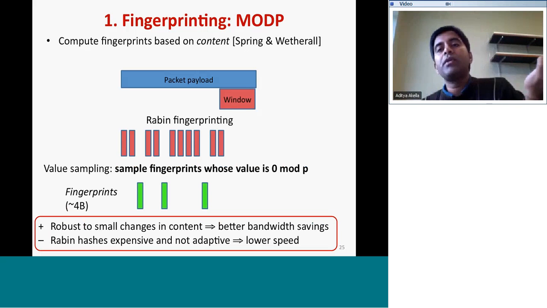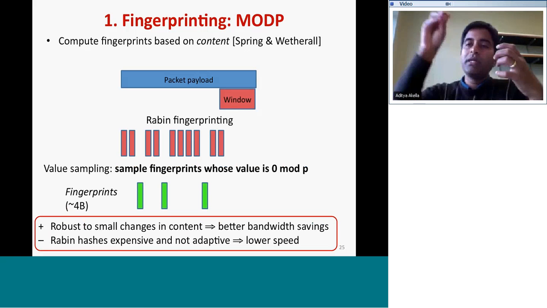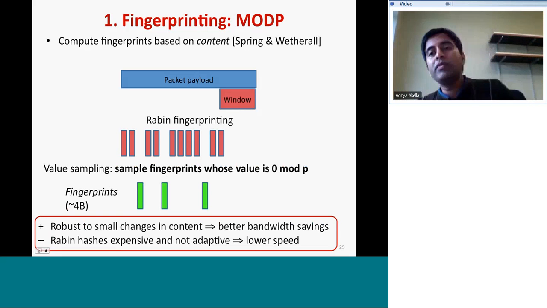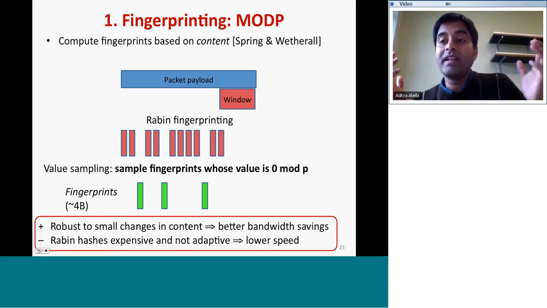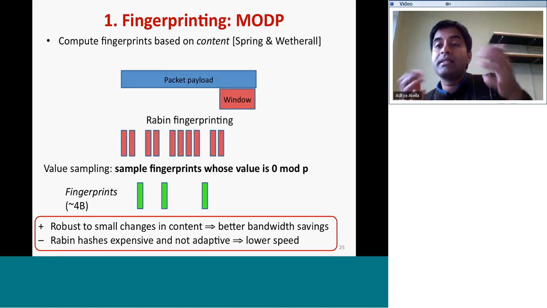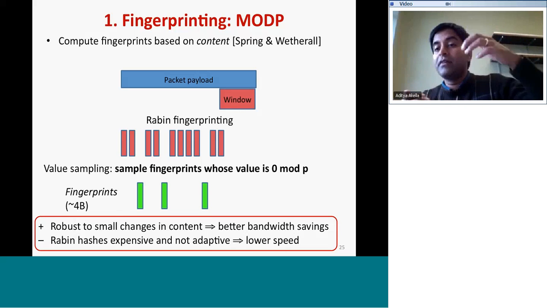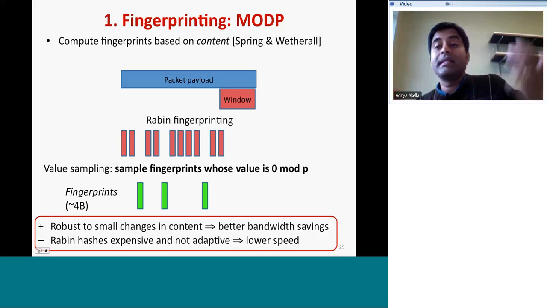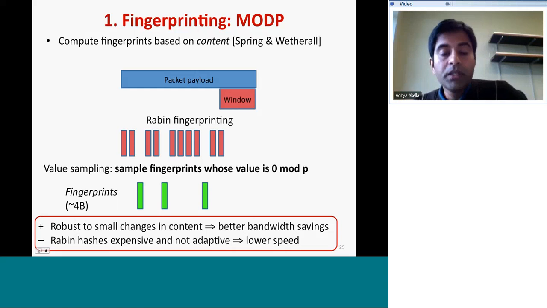The good part about value sampling and using MODP is that it is robust to small changes in content. If I put some small piece of little byte string inside this packet payload, or I remove a little byte string out of this packet payload, and this may often happen with dynamic personalized content, this scheme is robust against such small additions and deletions. You will still very likely pick the same set of fingerprints or a similar set of fingerprints for such changes. The problem here is that it is computationally expensive. You have to compute as many Rabin fingerprints almost as there are bytes in your packet. So it is computationally expensive.